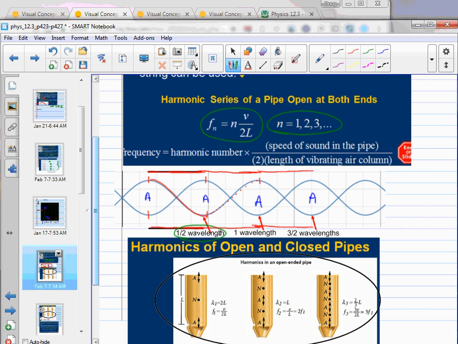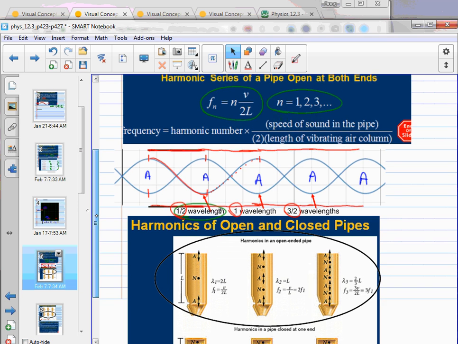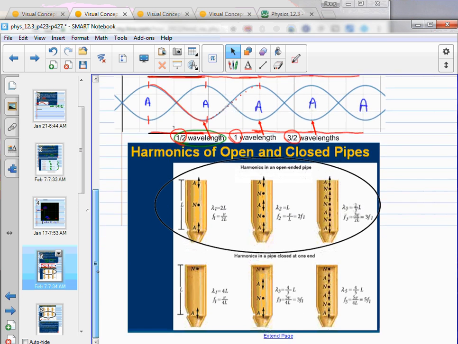So, first one was 1/2 a wavelength, then 1 wavelength, and then 1.5 wavelength. Or if we want to think of it, it's 1/2, 2/2, 3/2, 4/2 would be the next one. So 1, 2, 3, 4, we can multiply by every integer. So a complete series, times 1, times 2, times 3, is going to be shown on open-ended pipes. The top part of this has a black ellipse, oval, around it. It's illustrating harmonics on an open-ended pipe.